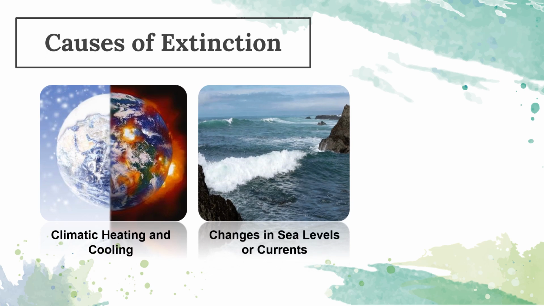The next one is changes in sea levels or current. This is the result of melting fresh water. The denser, saltier water sinks and forms the current that marine life depends on. Ocean floor spreading and rising also affect the sea level.